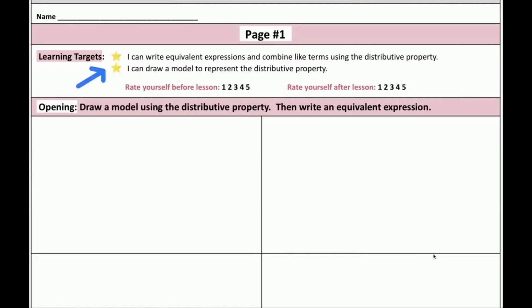Let's go ahead and take a look at our learning targets. I can write equivalent expressions and combine like terms using the distributive property, and I can draw a model to represent the distributive property. Before we get started, go ahead and rate yourself 1 through 5 on our learning targets, 1 being the least confident and 5 being the most confident. At the end of the lesson, we'll come back and we'll rate ourselves after we've gotten some more practice. Let's go ahead and get started with some examples.